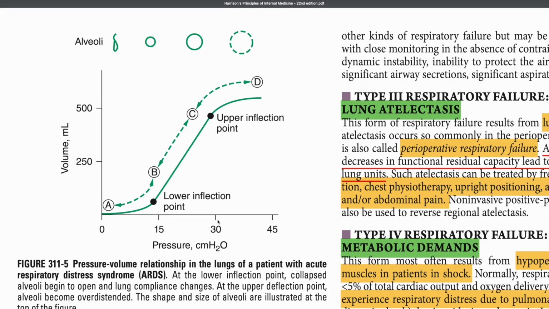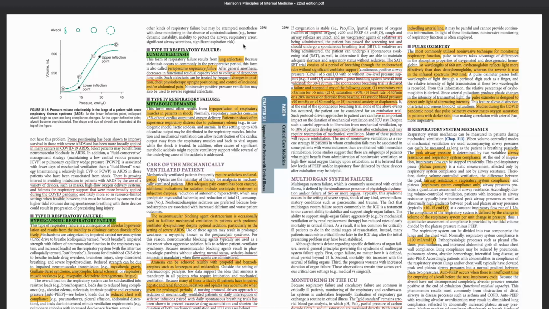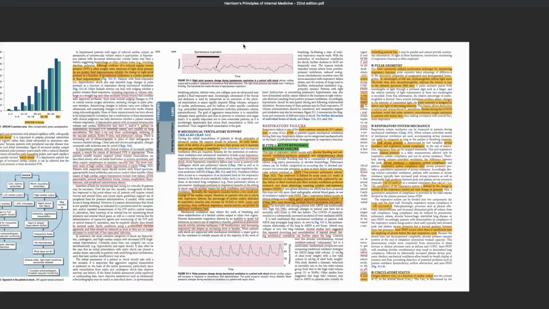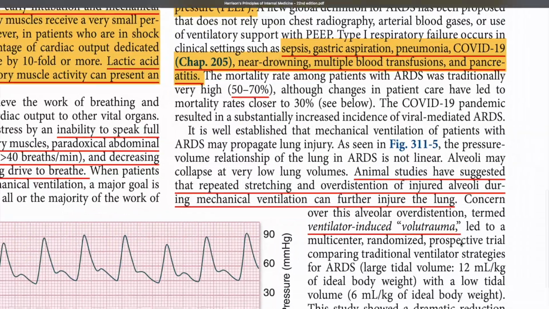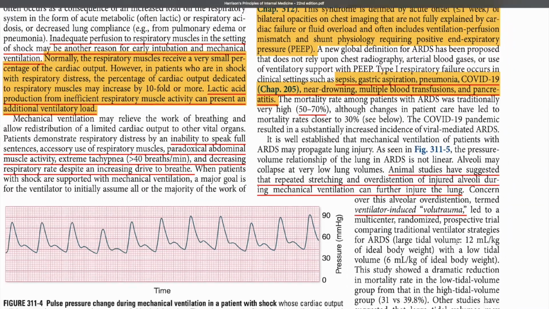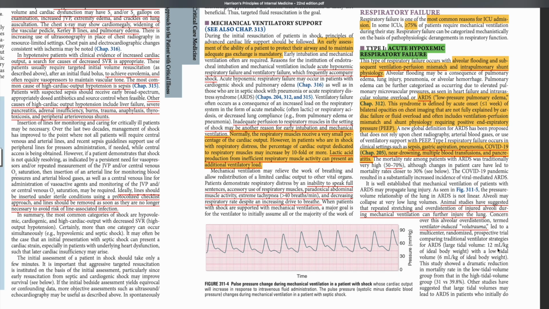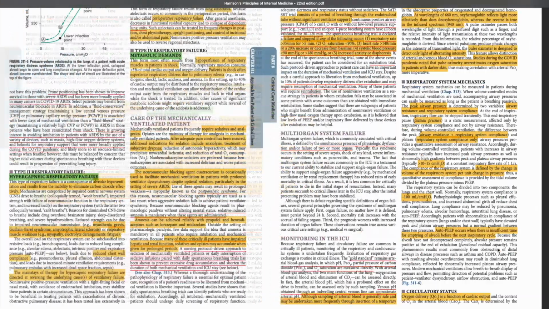Though if you increase the size like 30 to 45 and all, the alveoli get over distended. So repeated stretching and over distension happens at higher pressure. This is also called volume trauma or ventilator induced volume trauma. That's what Harrison tells. I have underlined it. So in ARDS, the patient should always be kept on low tidal volume to maintain this pressure volume relationship. That's what Harrison tells.